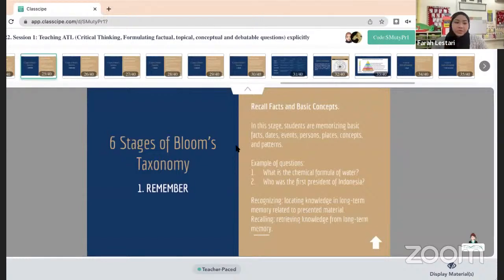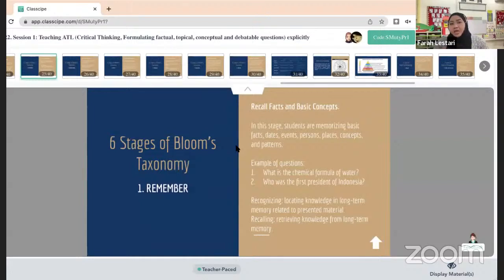Okay, so the first stage is remembering. This is about memorizing basic facts: names, dates, events, persons, places, right? At this level, we ask them simple questions that involve recalling facts and information, like what is the chemical formula of water, questions like this.